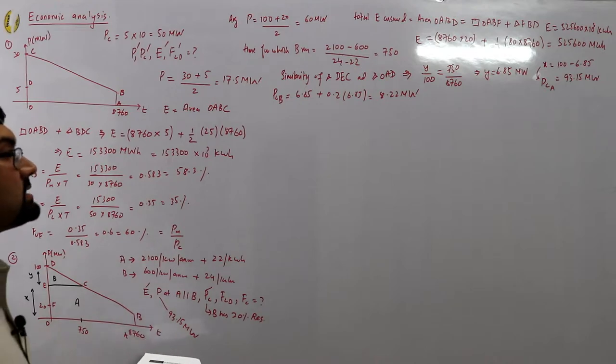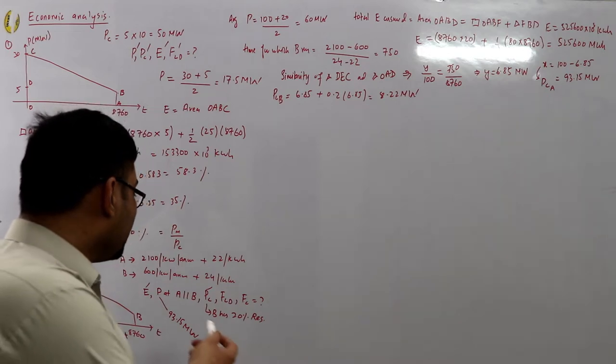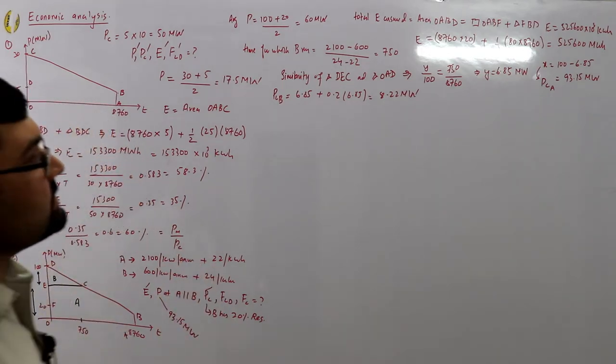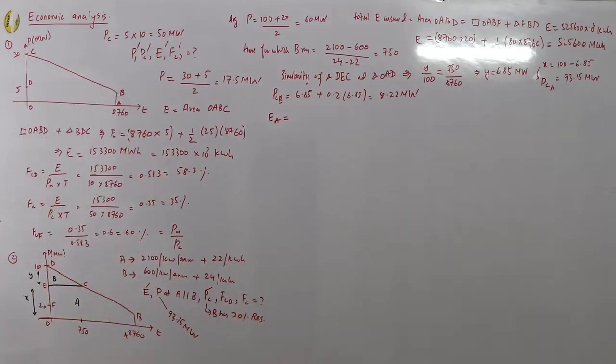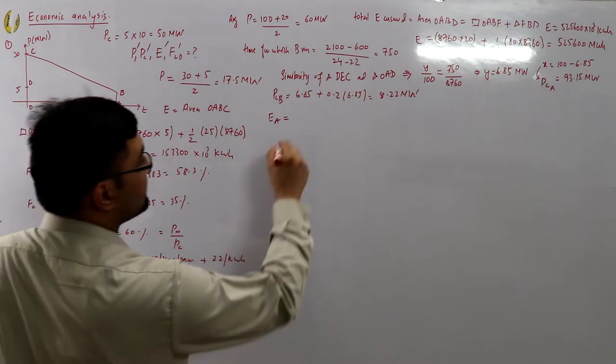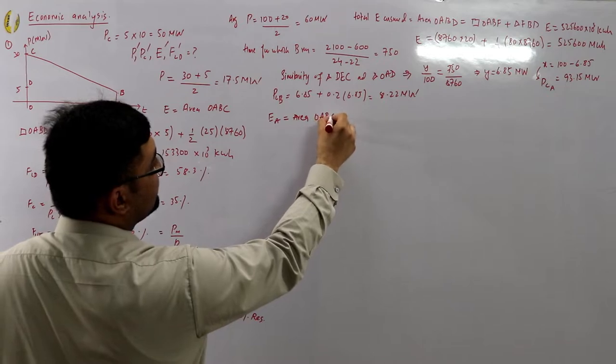For the load factors, we need the energy units, because load factor is energy units divided by maximum demand into time. The maximum demand we will take equal to the installed capacity, but we do need the energy units. The energy units are first of all delivered by station A, which is the area bounded by the region O, A, B, C, E.